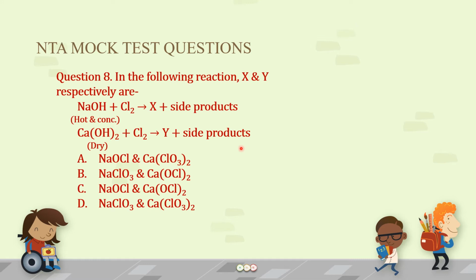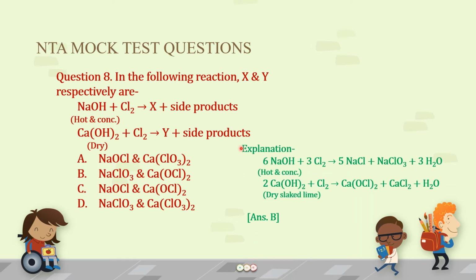Both these reactions, they are really, really very important for you people, so do not miss these reactions. The correct answer over here is going to be B, and let me give you the reactions. First of all, when hot and concentrated NaOH is going to be reacting with chlorine, what we will be getting is NaCl, NaClO3 plus water. And when calcium hydroxide will be reacting with chlorine, what we will be getting is CaOCl2. This is bleaching powder formula, I hope you all remember. And this is now calcium chloride and water.